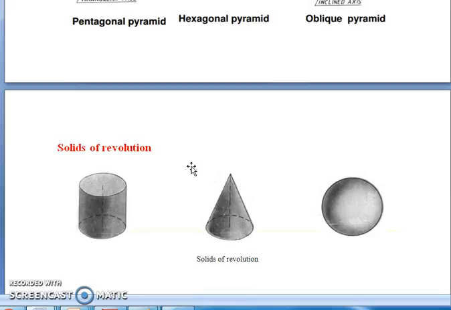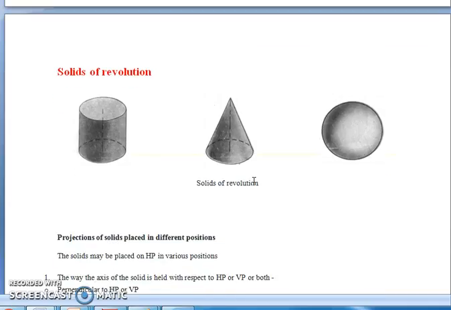Then another type is solids of revolution. Solids of revolution are formed when plane figures are revolved about one of their sides. Here we see 3 types of solids of revolution: cylinder, cone, sphere. Cylinder means a rectangle is revolved about one of its sides. Cone means a triangle is revolved about one of its sides, and sphere is a semicircle revolved about one of its sides.